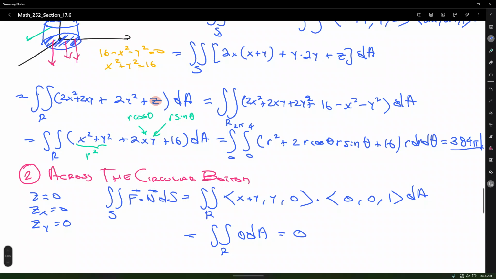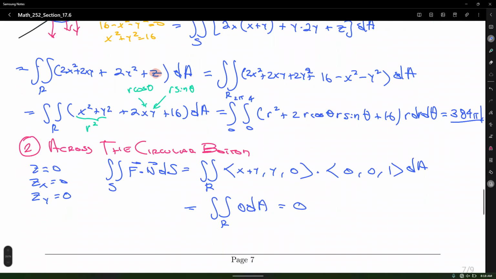So the total flux would be the flux across the paraboloid, which is 384 pi, plus the flux across the circular bottom, which is 0. That's simply 384 pi. All right, that's about it. Okay.